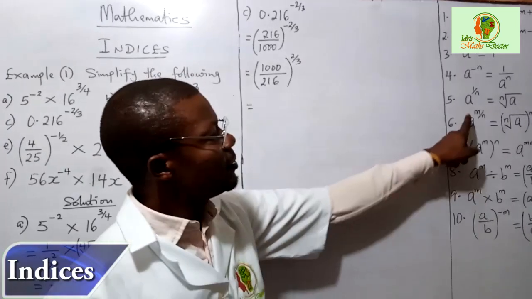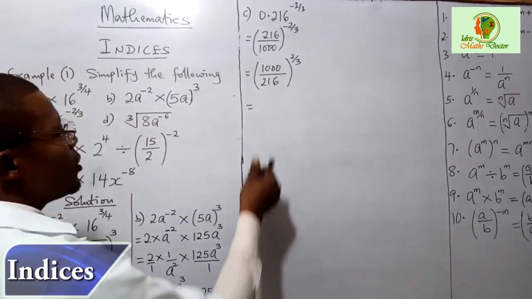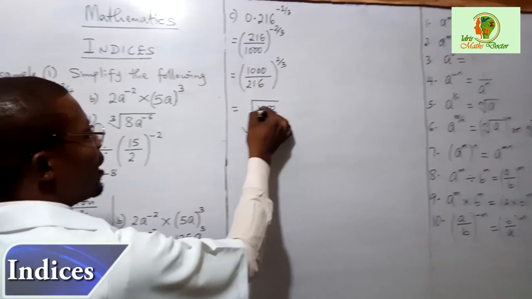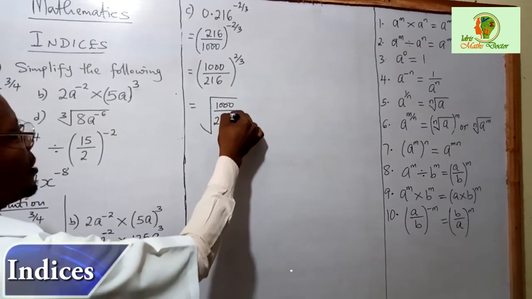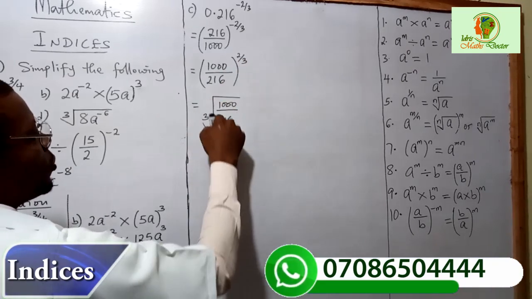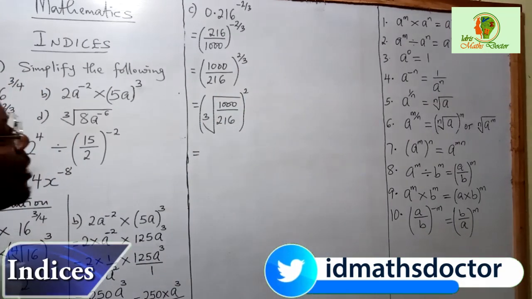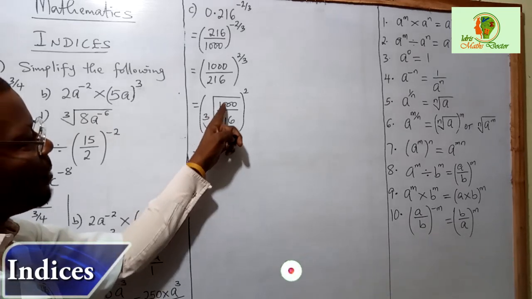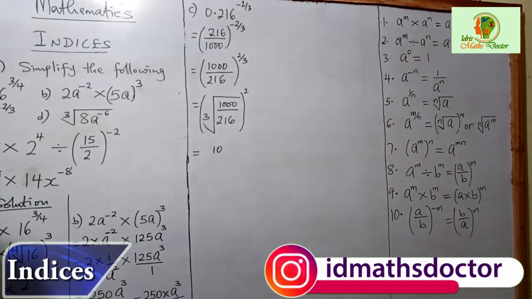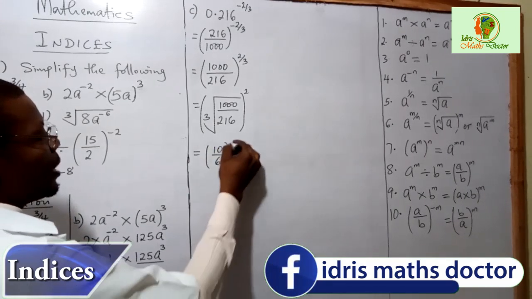Applying law number 6, if you look at the power, it is a fraction, just like this. We are going to have a root of the base, 1000 all over 216. The denominator is 3, so we have the cube root of the base, all raised to power the numerator, which is 2. Now, what is that number that multiplies itself three times to give 1000? The number is 10. And what number multiplies itself three times to get 216? The number is 6, raised to power 2.